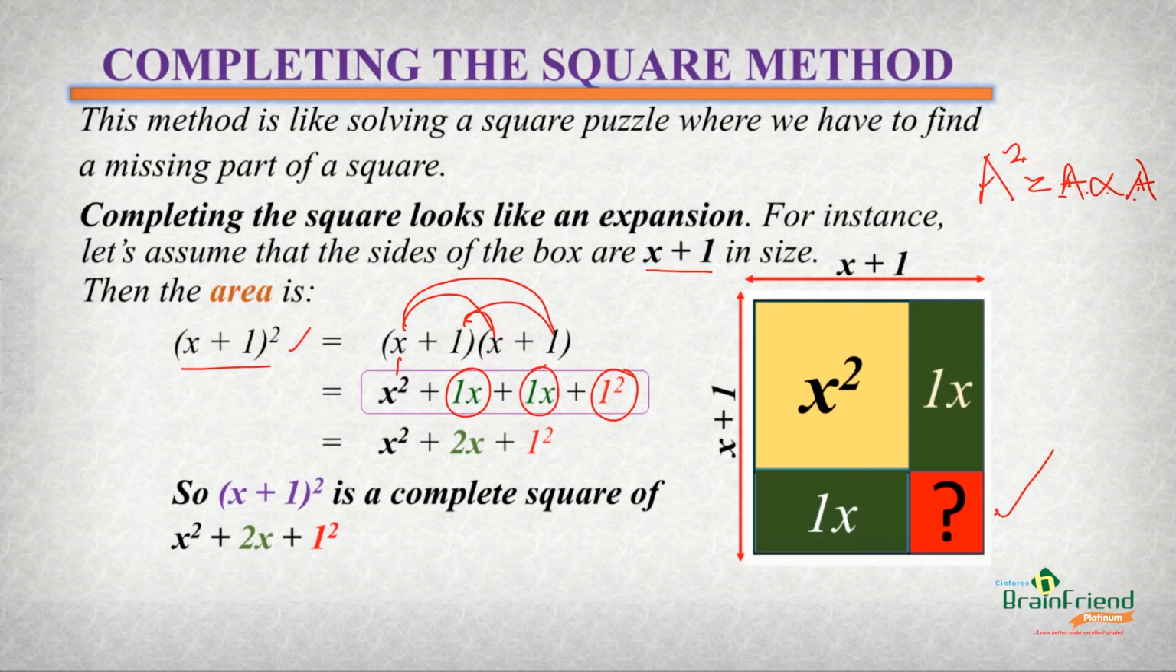Next, let us collect like terms. 1x plus 1x are alike. When we add them, we would have 2x. So we now have x squared plus 2x plus 1 squared. Remember I said 1 squared is the same thing as 1, but for now, we'll just leave it as 1 squared. So finally, we can say that x plus 1 both squared is equal to x squared plus 2x plus 1 squared. You can say as well that x plus 1 squared is a complete square of x squared plus 2x plus 1 squared. This leaves us with the finding that the red part is simply 1 squared.